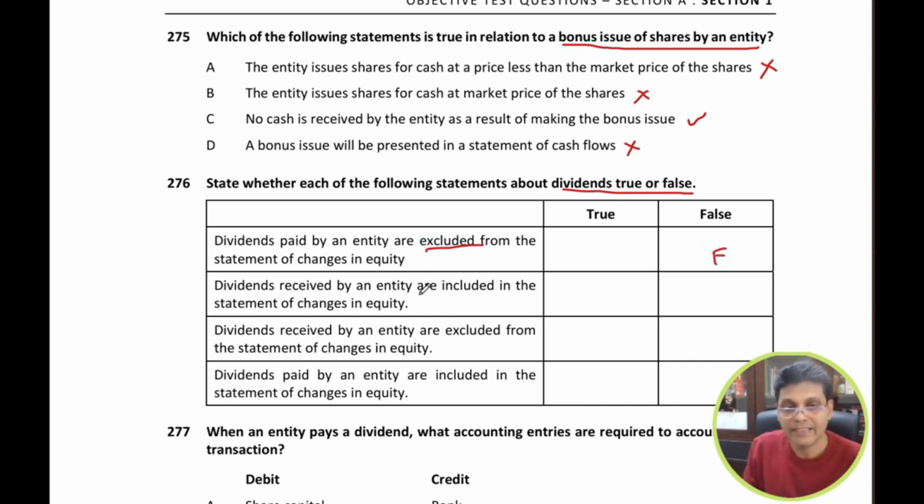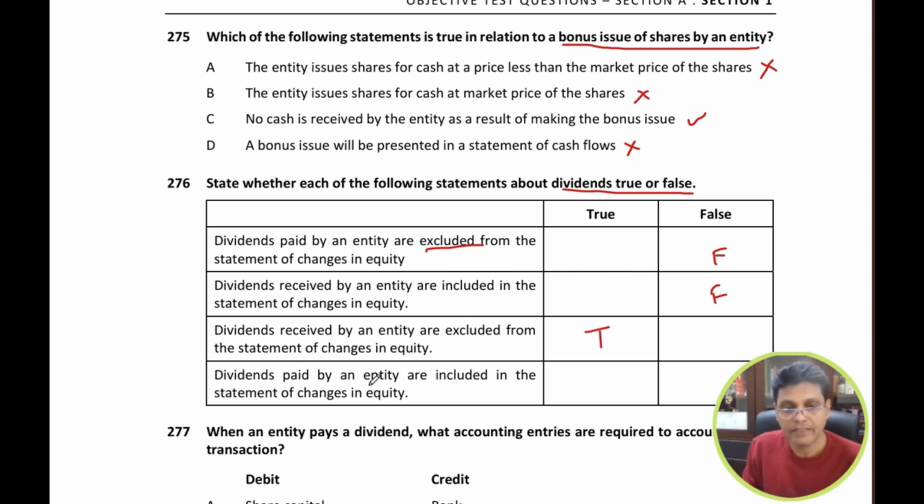Dividends received by an entity are included in the statement of changes in equity. Yes, this is not included in the statement of changes in equity. It's false. Dividends received by an entity are excluded from the statement of changes in equity. Yes, true. This is part of your income statement.